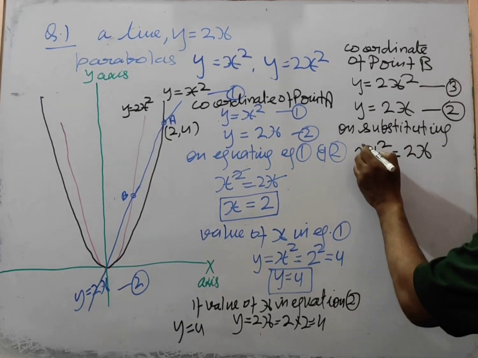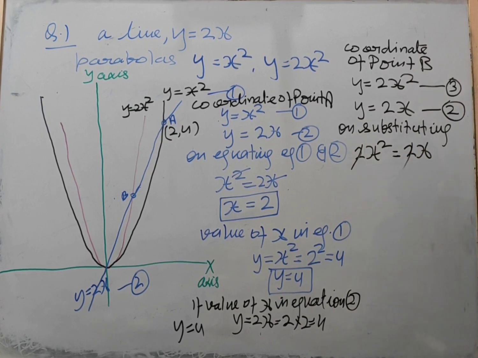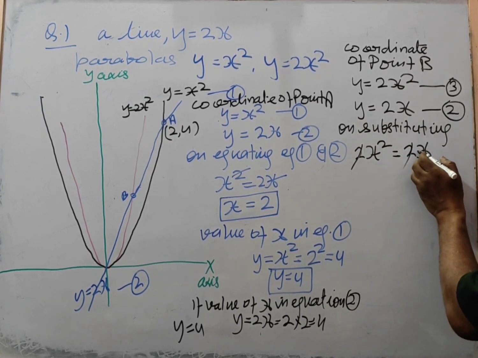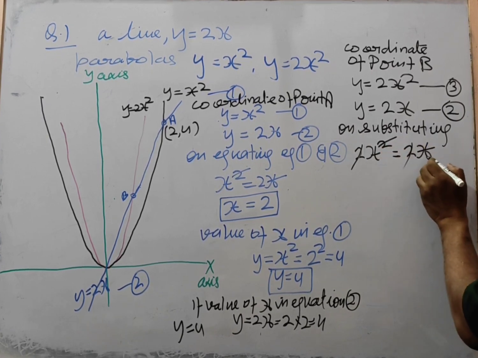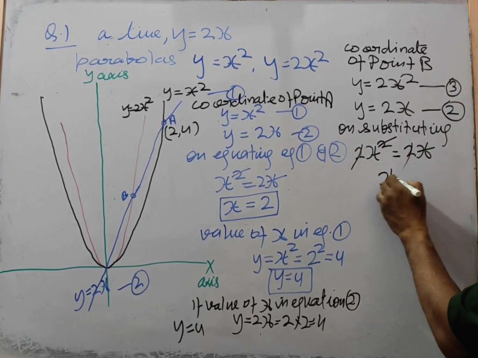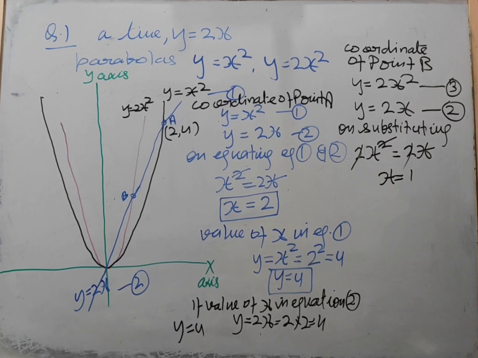So this 2 and 2 is cancelled off and this 1 and 1 is cancelled off. So x is equal to 1. X is equal to 1. Right?